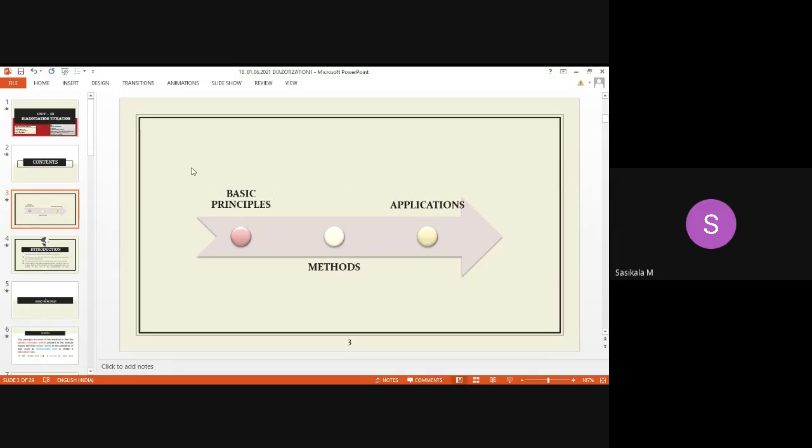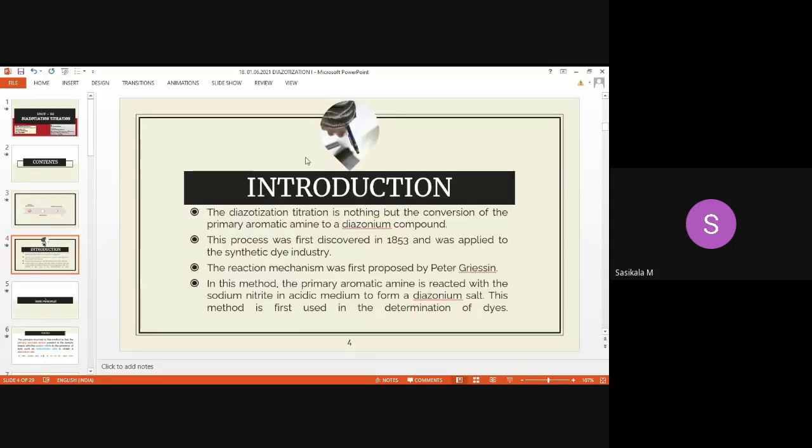What are all the basic concepts behind the diazotization reaction and titration? And what are all the methods, the types of diazotization titration? Then applications, where it is applicable, what the fields are, and what substances it is applicable to analyze. Now let's move on to the basic principles. Before that, let's see an introduction to the diazotization method.